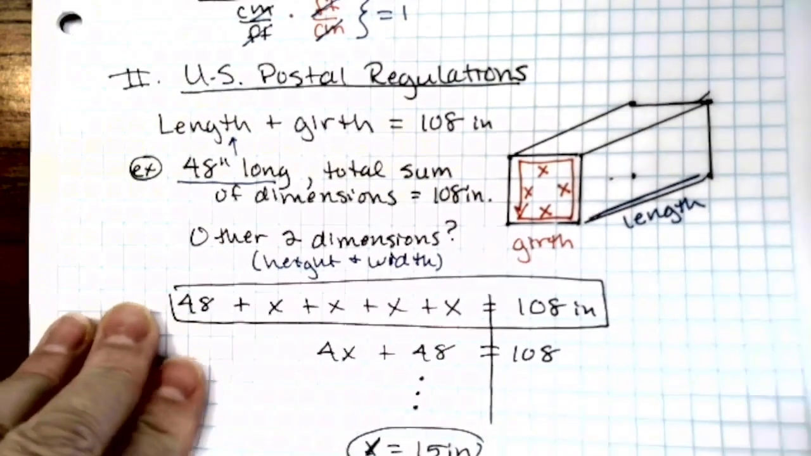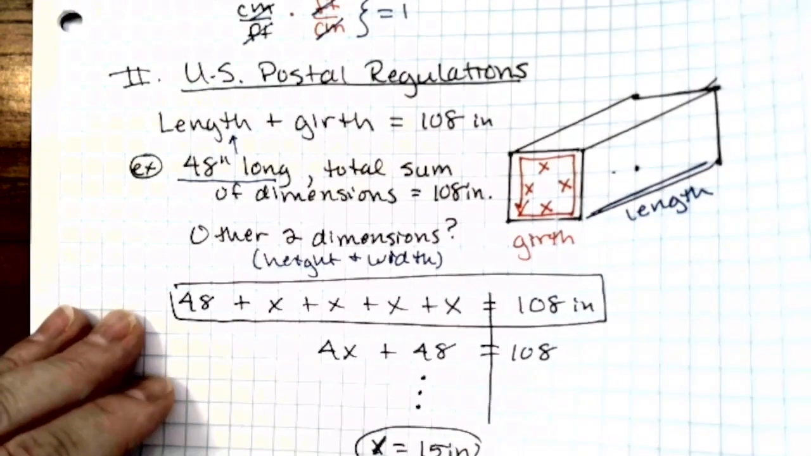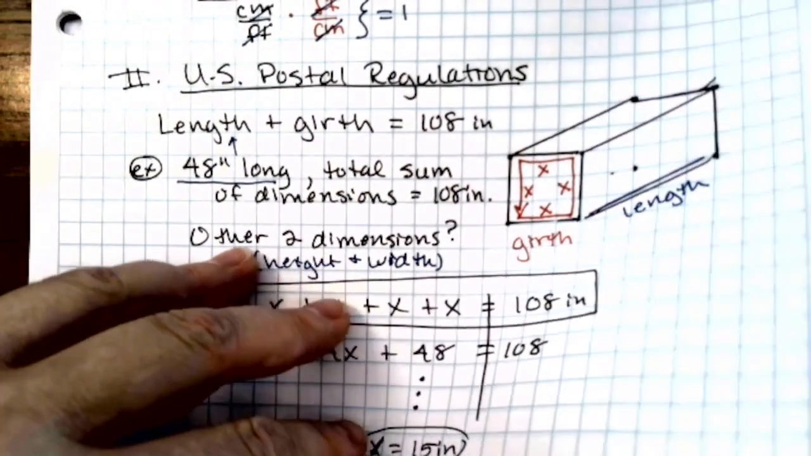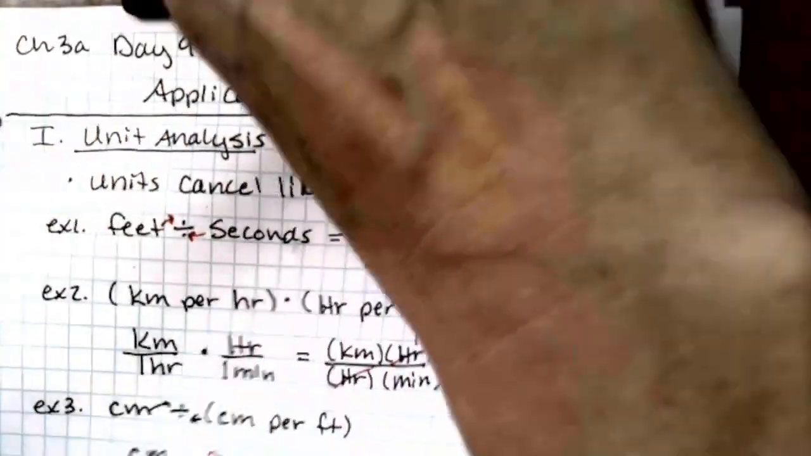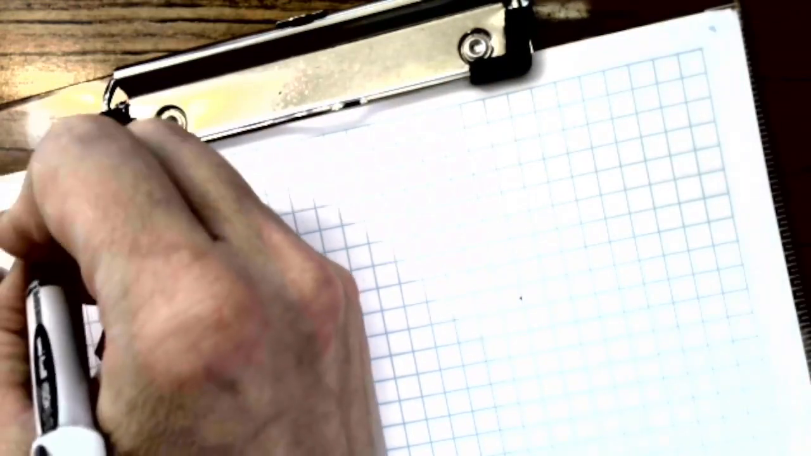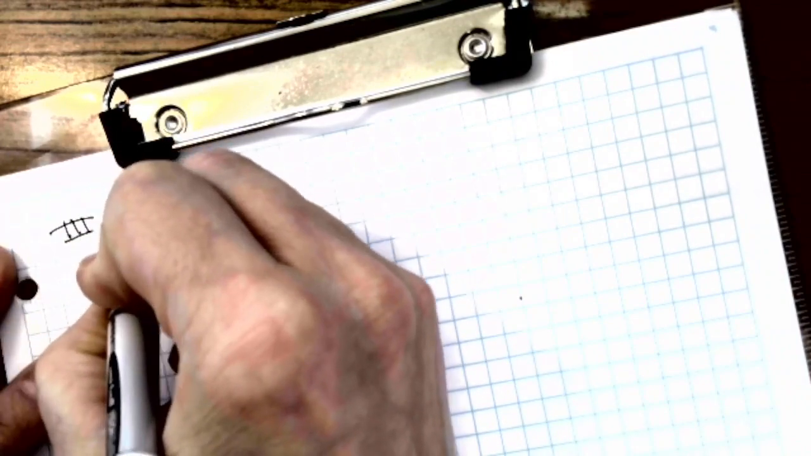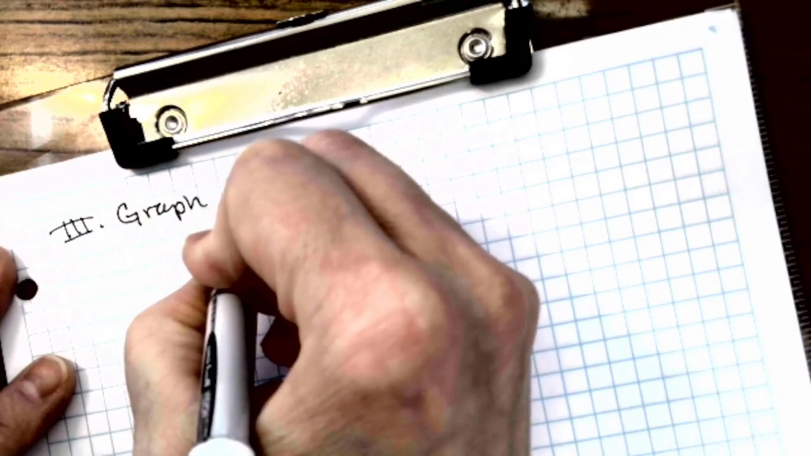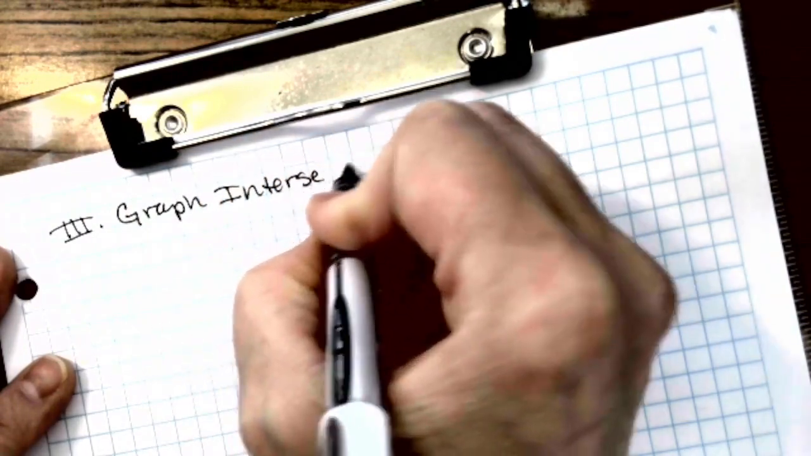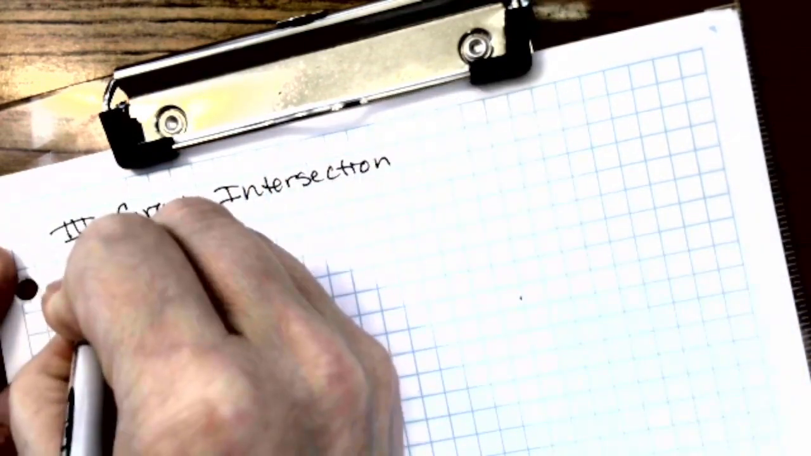Okay, so that's our first story problem type that I wanted to show you. All right, let's go to Roman numeral 3, graph intersection. Now, we've actually already done a couple problems like this one.